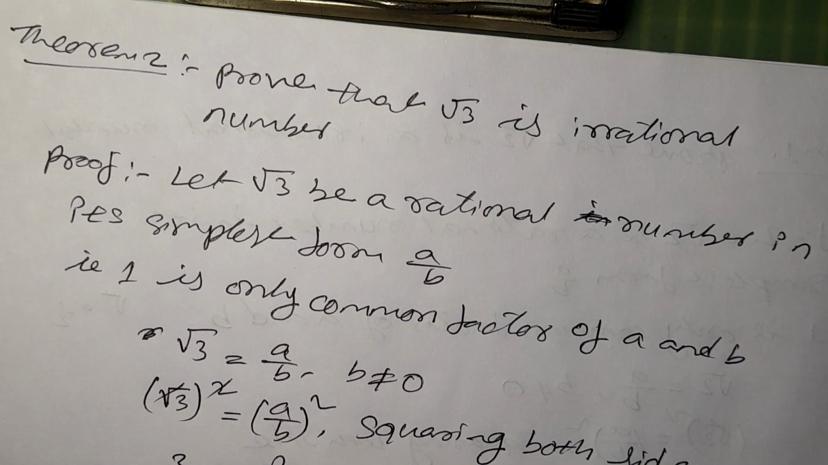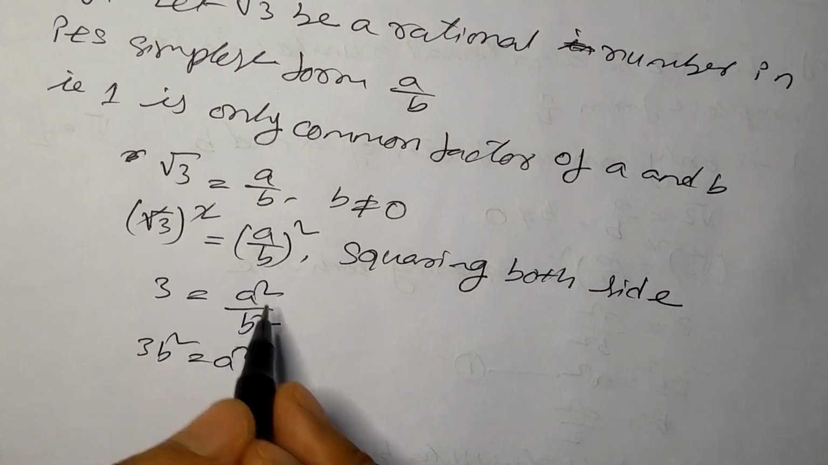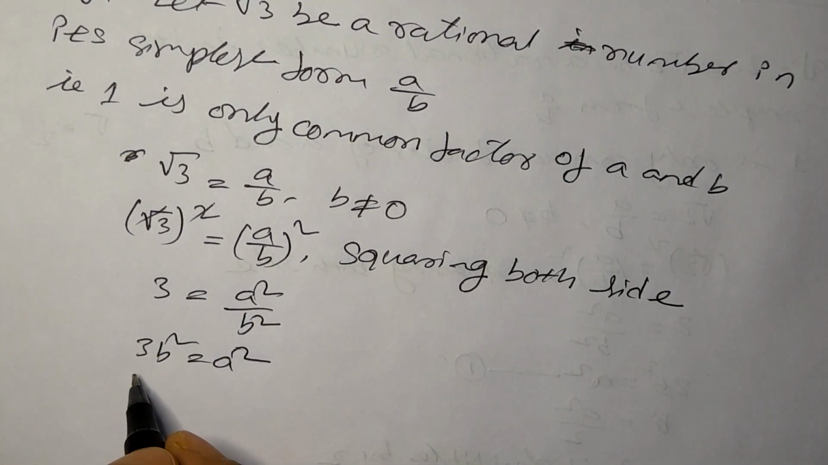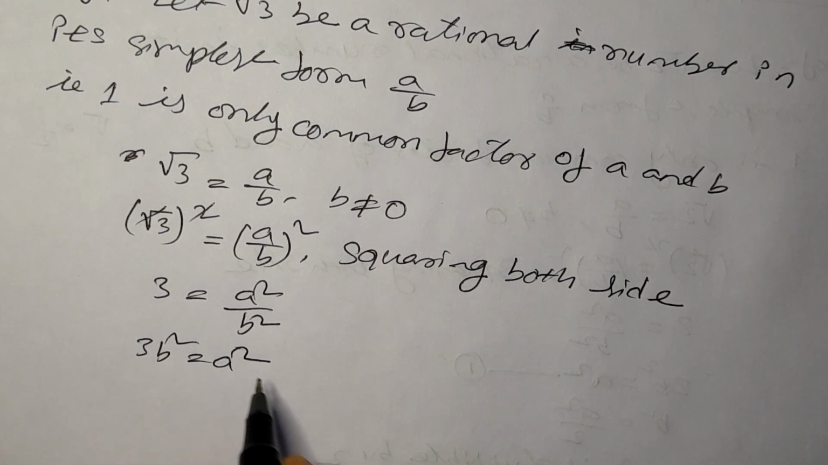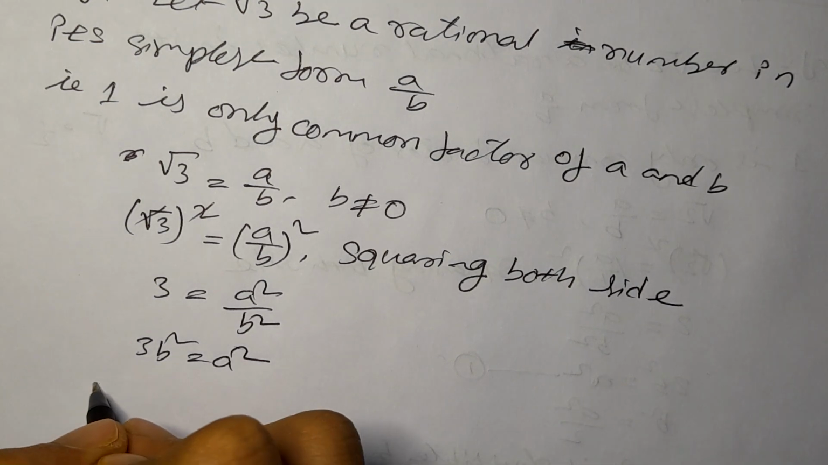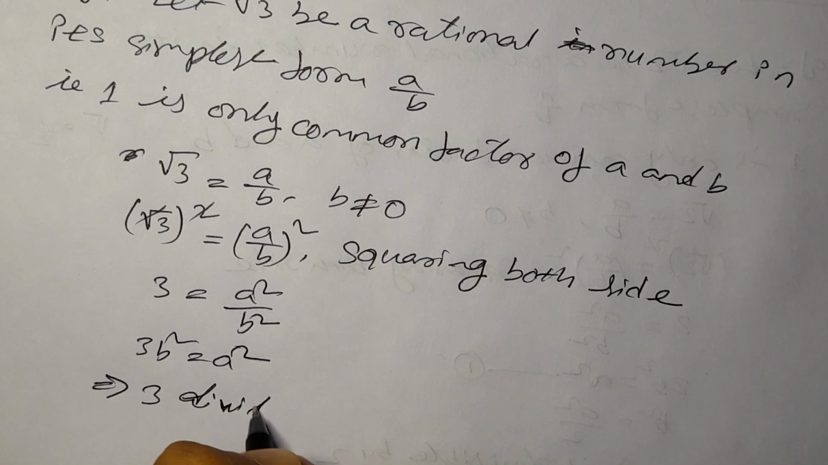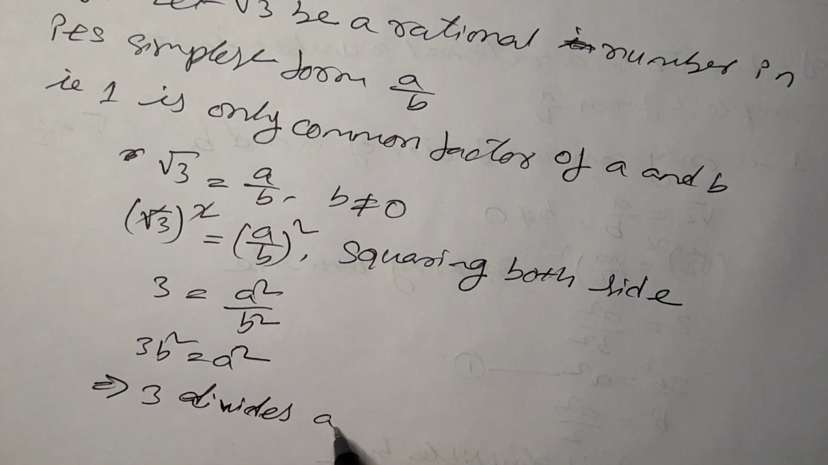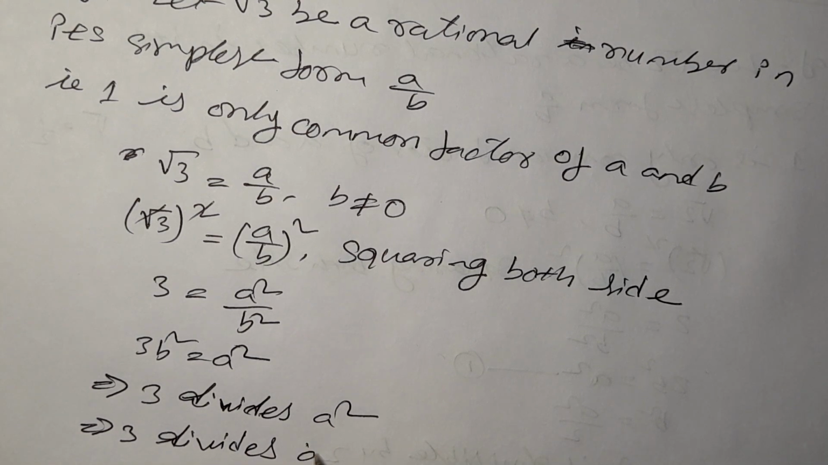Since this is divisible by 3, therefore this will be divisible by 3. Now it became 3b square equal to a square. Now this is divisible by 3, therefore this will be divisible by 3. If you want, you can take the 3 that side to remember it easily. Or you can write 3 divides a square implies 3 divides a.